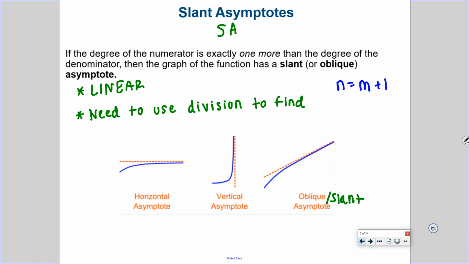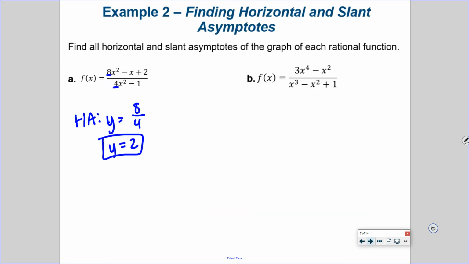Slant asymptotes only occur if the degree of my numerator is 1 more than the degree of my denominator. Obviously, that's no, they're the same, so no slant asymptotes there. It's not set up that way for letter A.